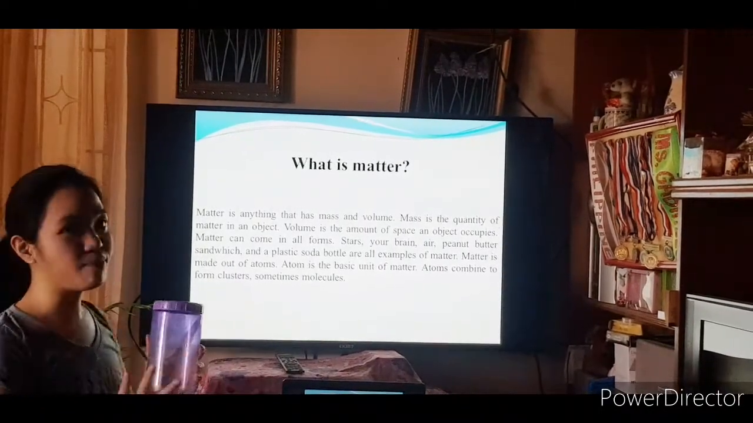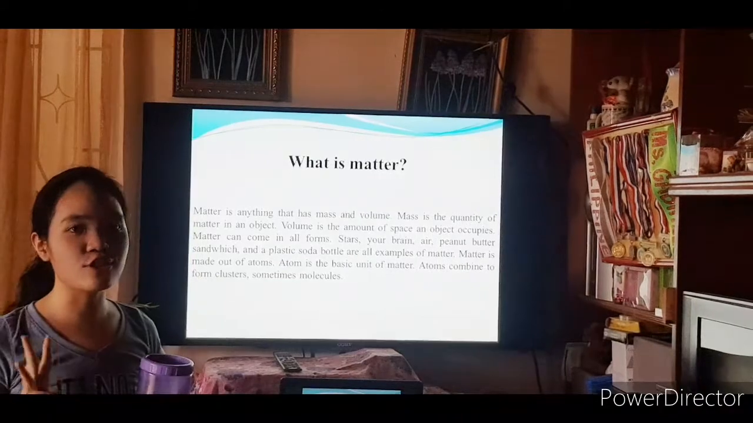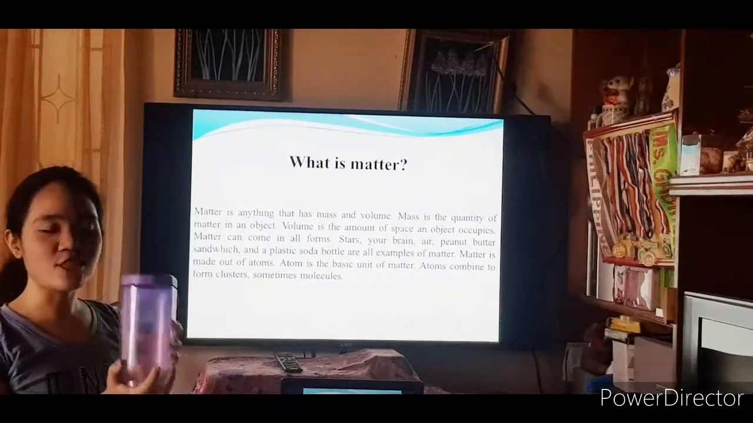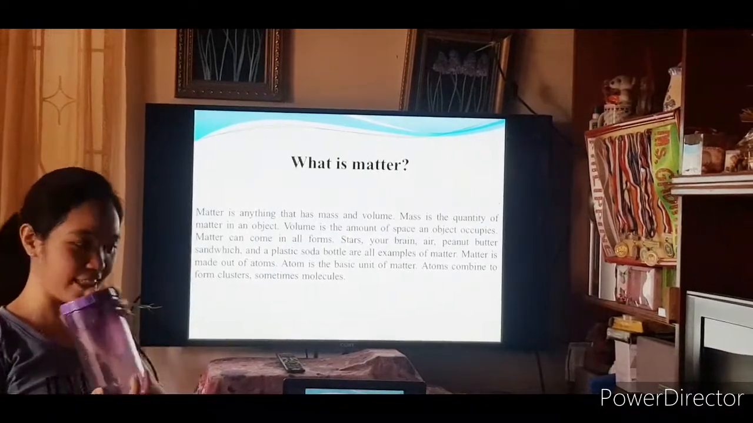Atoms are the basic unit of matter, and there are three basic states of matter: solid, liquid, and gas. So what we have here is a solid, which is the container.